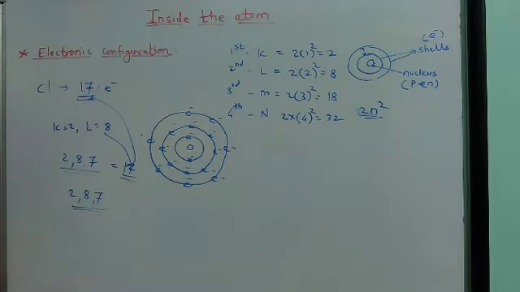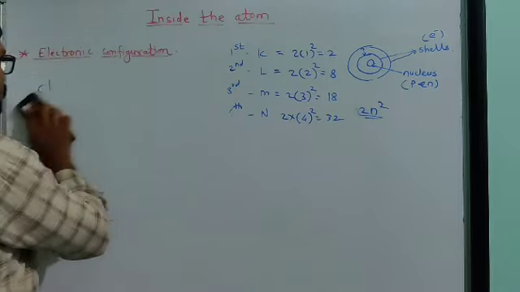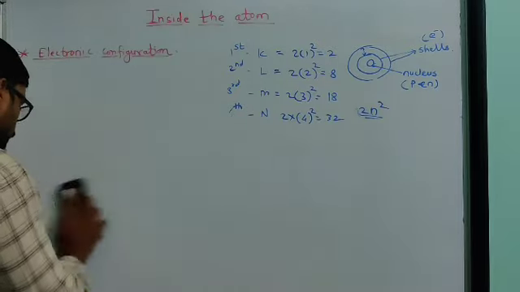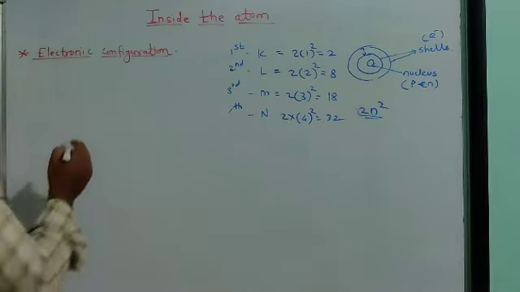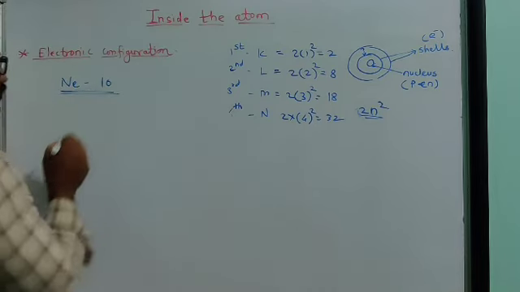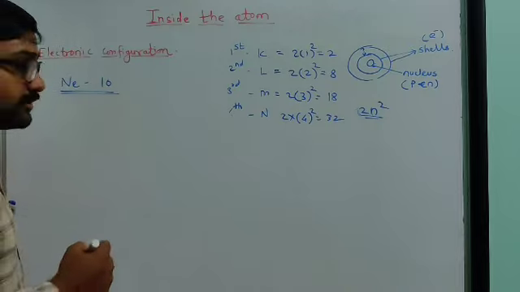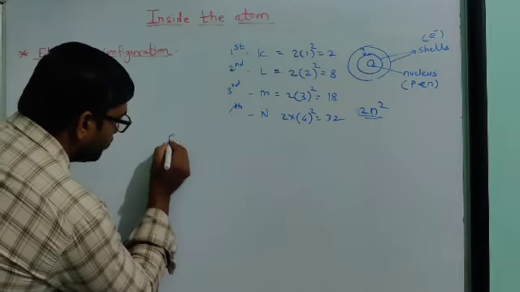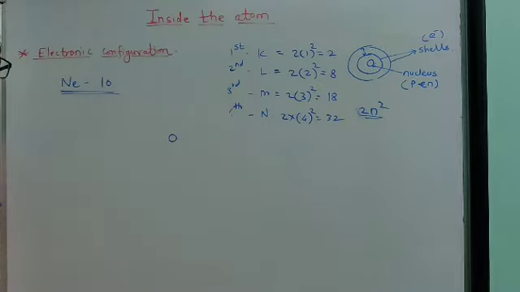Okay, now we see another example. We take the example of neon, which has 10 electrons in its atomic structure. Suppose we draw the atomic structure of neon now. Okay, this is the nucleus. Protons and neutrons are present in this nucleus.